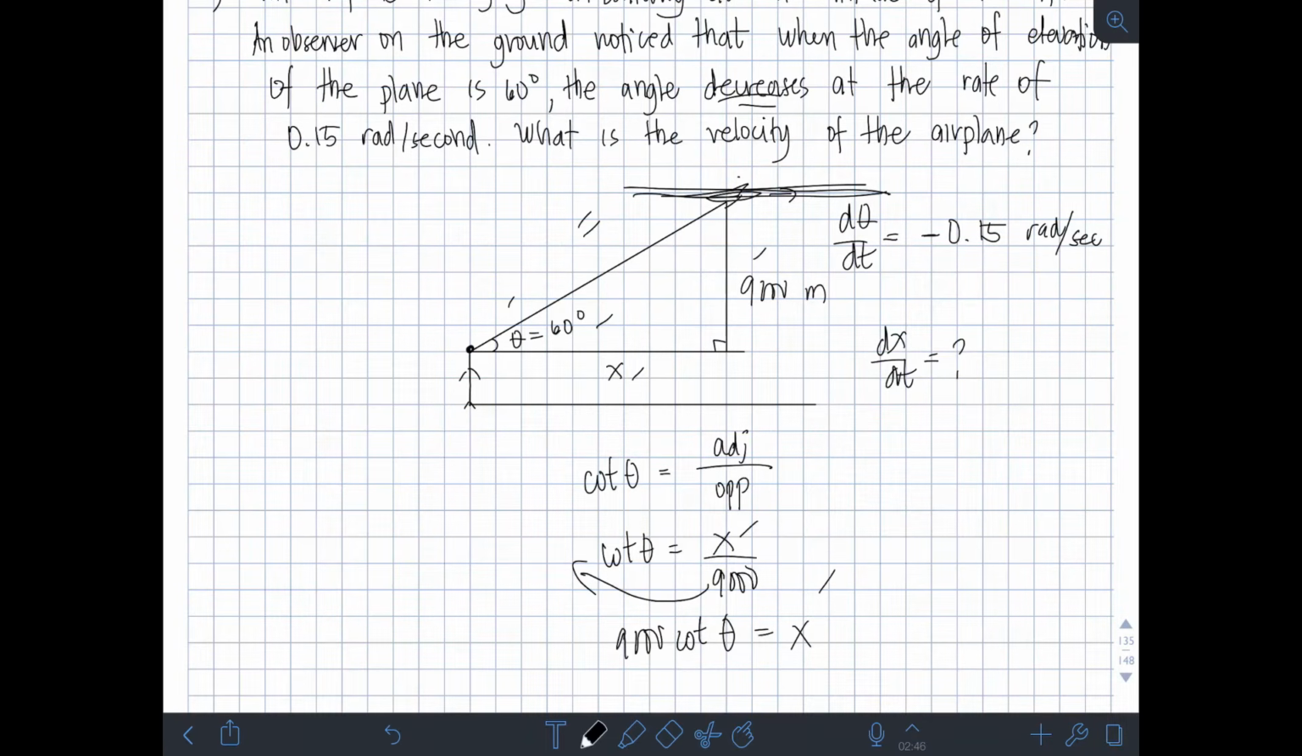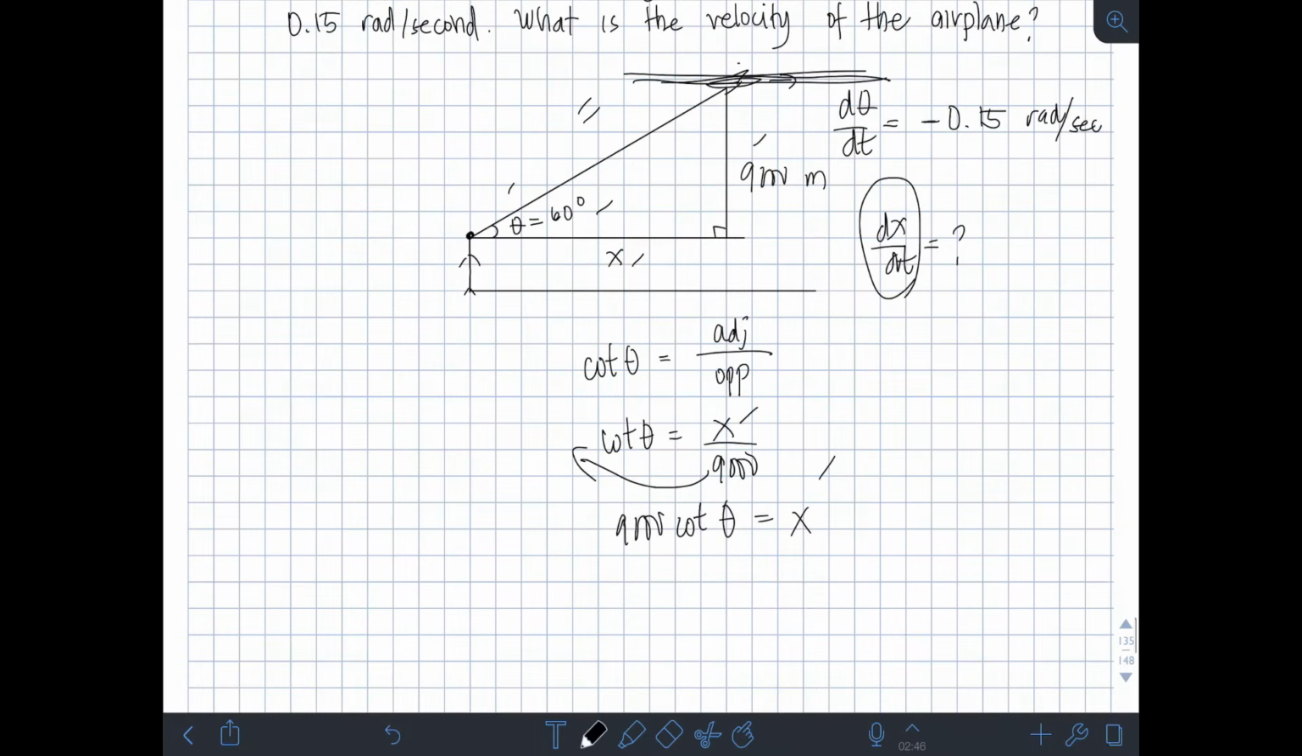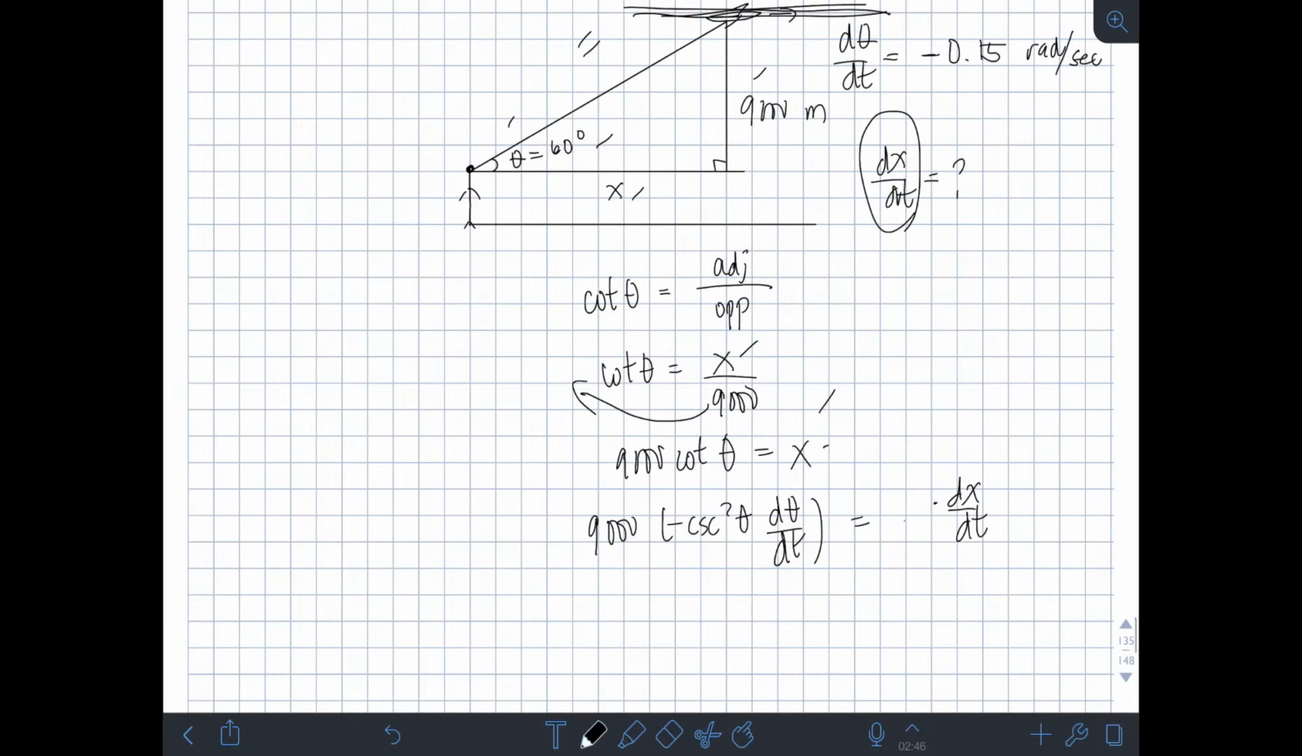So, ito yung equation na i-derivative natin with respect to time para makuha natin tong dx over dt. So, derivative nitong 9,000 cot theta is 9,000 times derivative ng cot theta, negative cosecant squared theta. Then, dapat may d theta over dt. Equal, derivative ng x is just 1 times dx over dt, or simply dx dt. Okay?